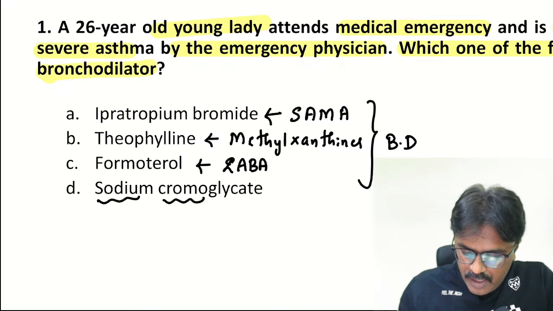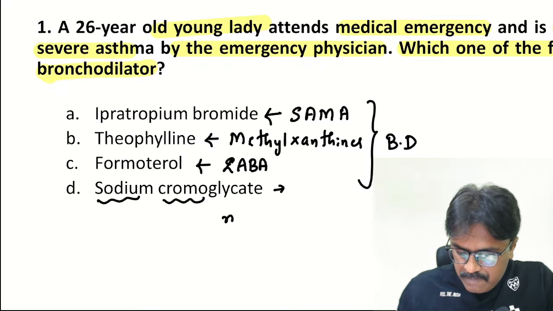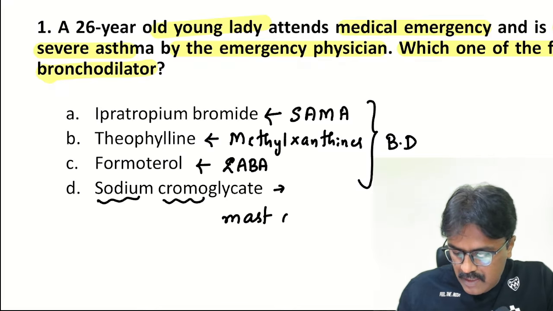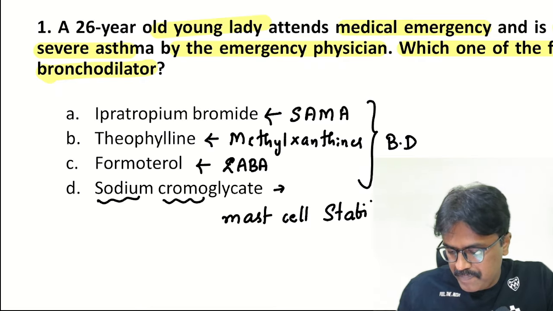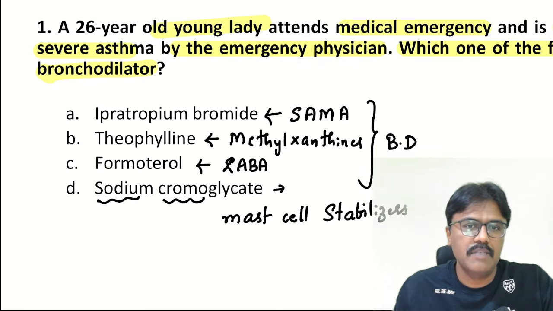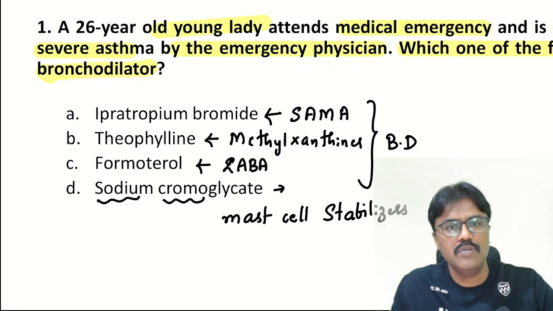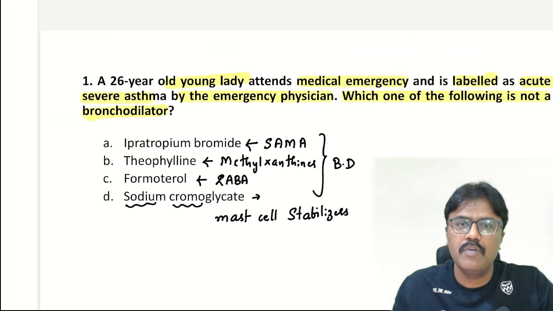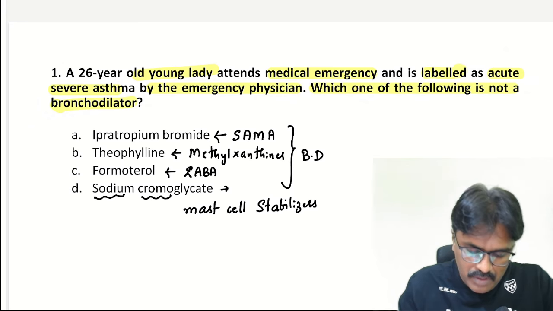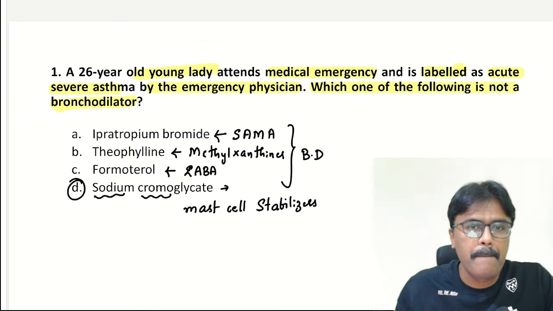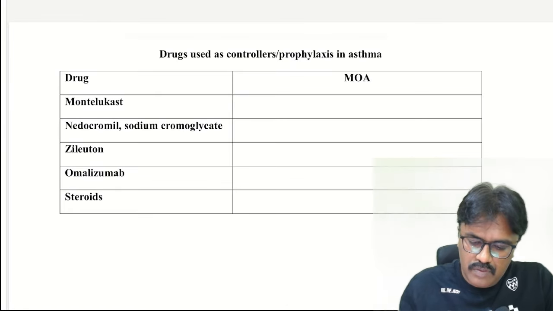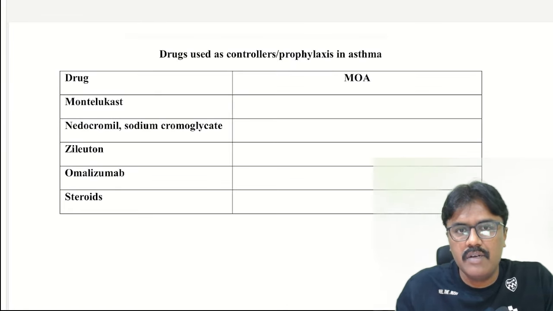Sodium chromoglycate. It is a mast cell stabilizer. And the mast cell stabilizers are used for prophylaxis of asthma. So sodium chromoglycate is used in prophylaxis of bronchial asthma. So the answer for this question is option D. Now moving on to some concepts we need to understand.